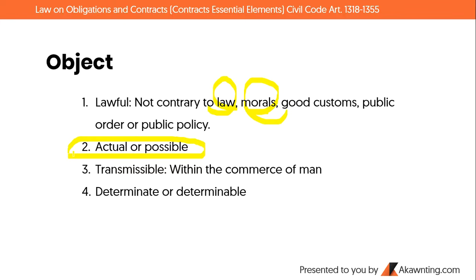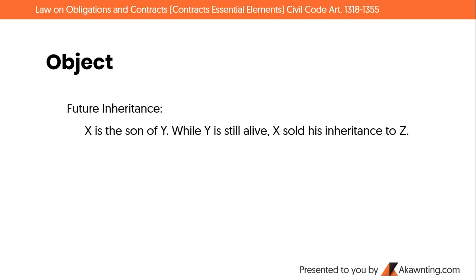Kasi kung ano man ang mangyari sa bagay na yun, for example, nawala siya via fortuitous event, di ba? Ma-extinguish na yung obligation or whatsoever. Okay? So, it must be determinate or capable of being made determinate. Okay, so, ayan.